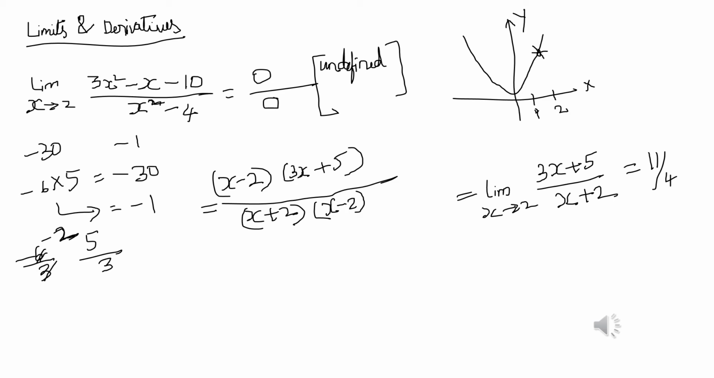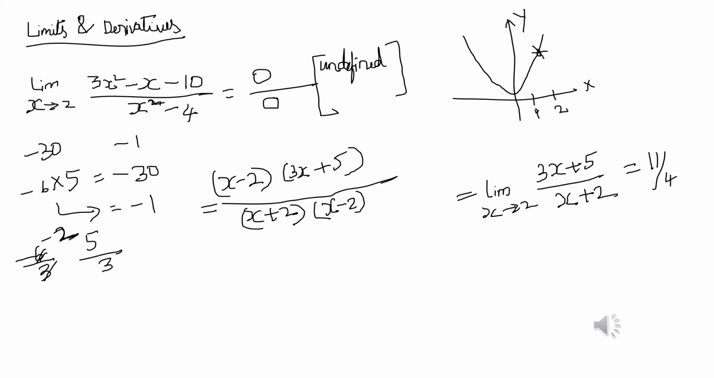So we have to divide both numbers, minus 6 and 5, by 3. When you divide both numbers by 3, you get minus 2 and 5 by 3. So here we substitute those two values: x minus 2 and 3x plus 5 in the numerator, and in the denominator x plus 2 and x minus 2, which we got by simplifying x square minus 4. So we have simplified and evaluated this equation.